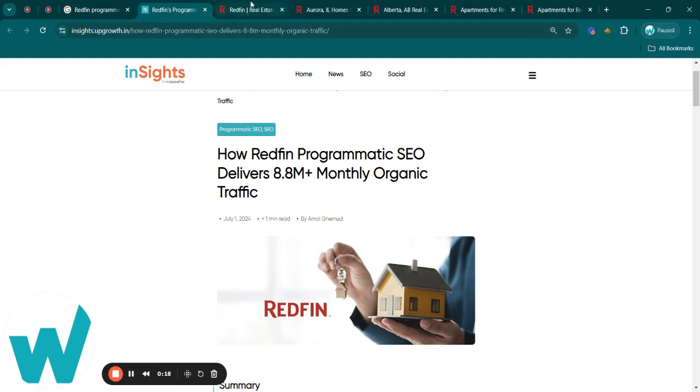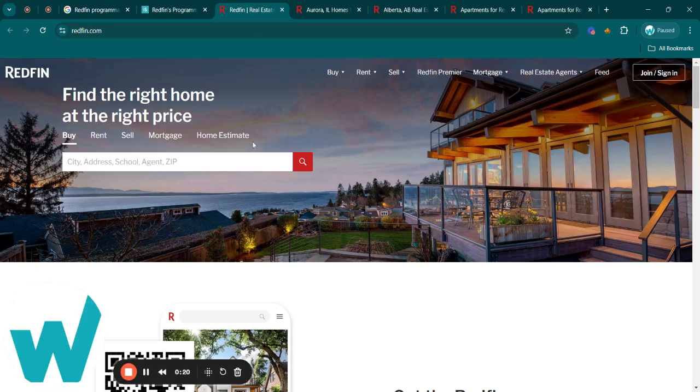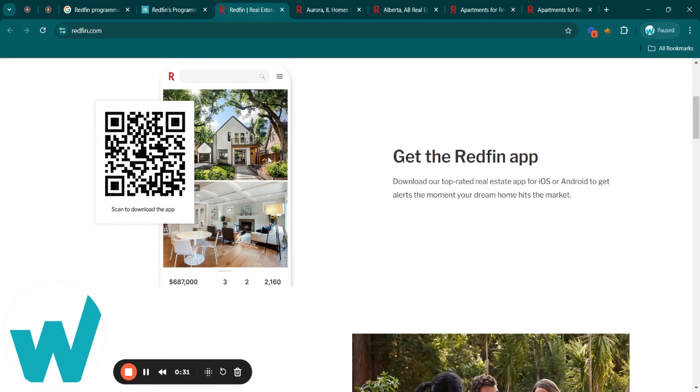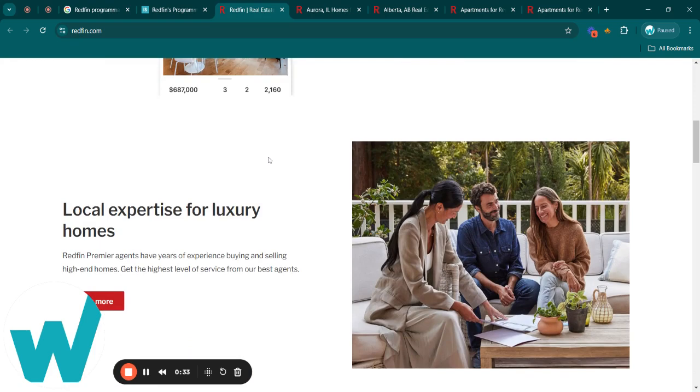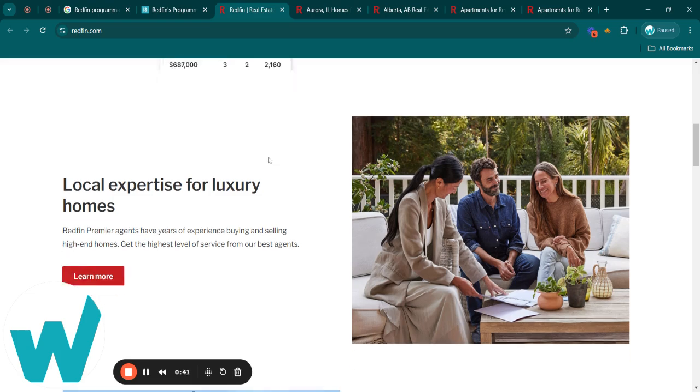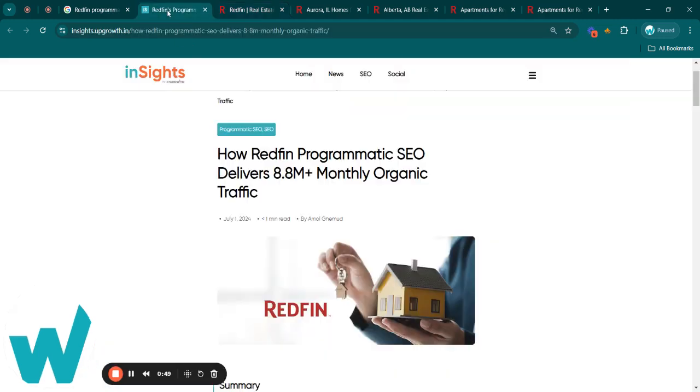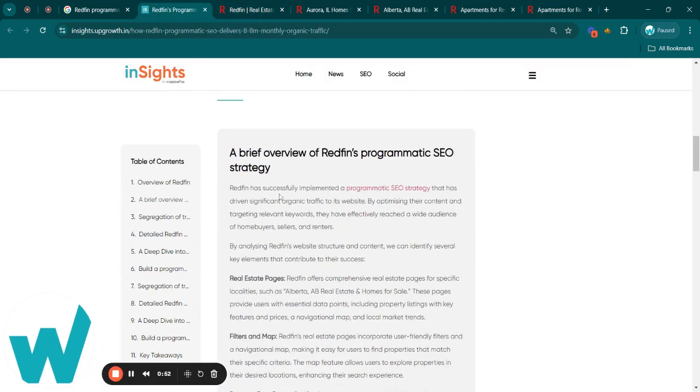So what is Redfin? Redfin is a prominent online real estate platform in the US, significantly enhancing the property buying, selling and renting experience with its extensive listings and advanced tools. The platform's strategic use of programmatic SEO has notably increased its online visibility, establishing Redfin as a primary resource for potential home buyers, sellers, and renters looking for valuable market insights and user-friendly real estate solutions. So let's check out their programmatic SEO strategy in brief.